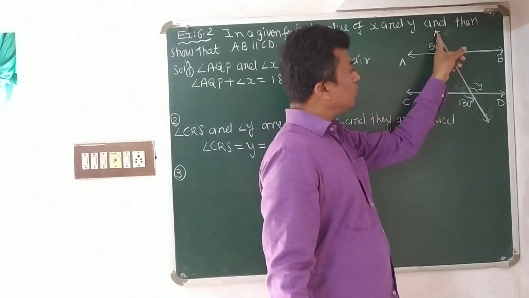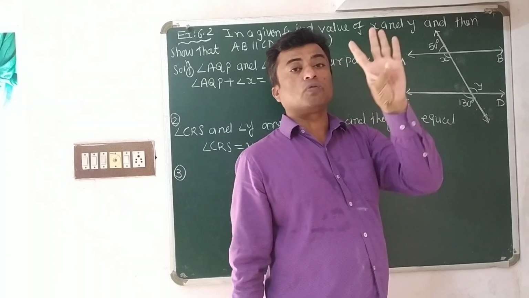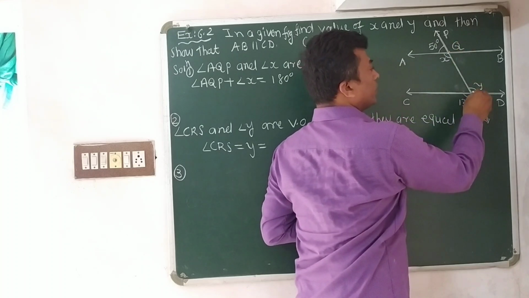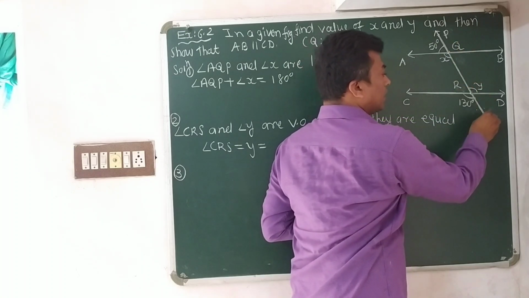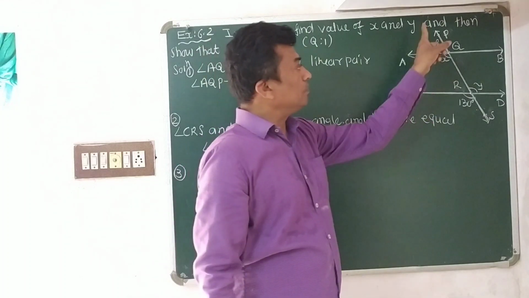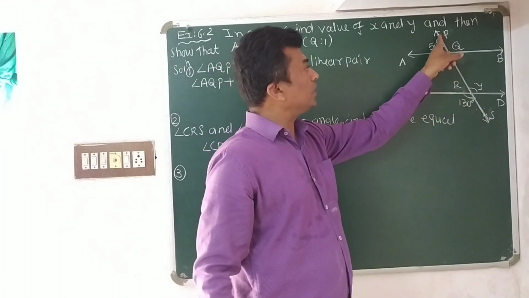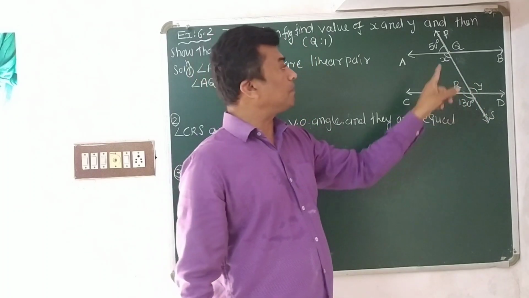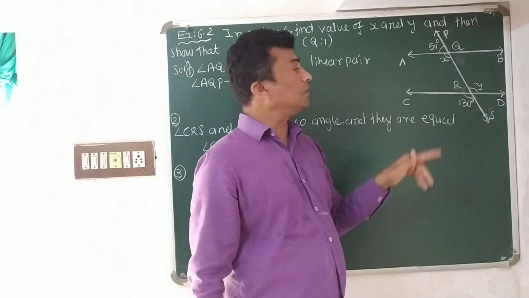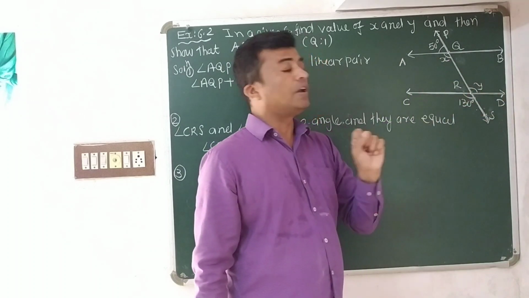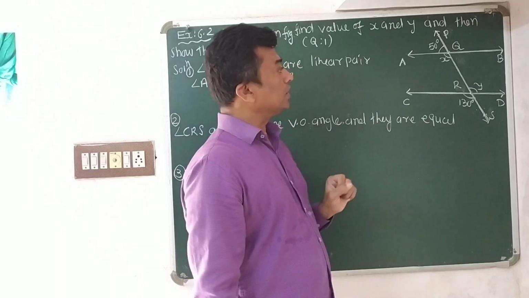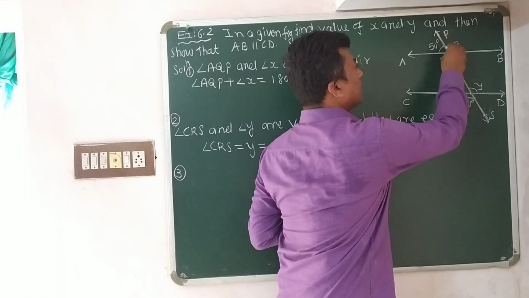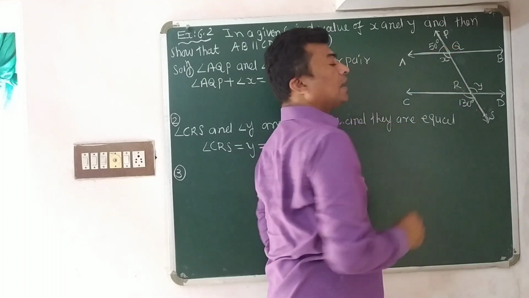So see, children, on the given transversal, first we will mark 4 points. Here I mark point P, here point Q, here point R and here point S. Means on the transversal, I marked point P, point Q, point R and point S. Now we will identify X and Y, and then we will prove line AB and line CD are parallel to each other.